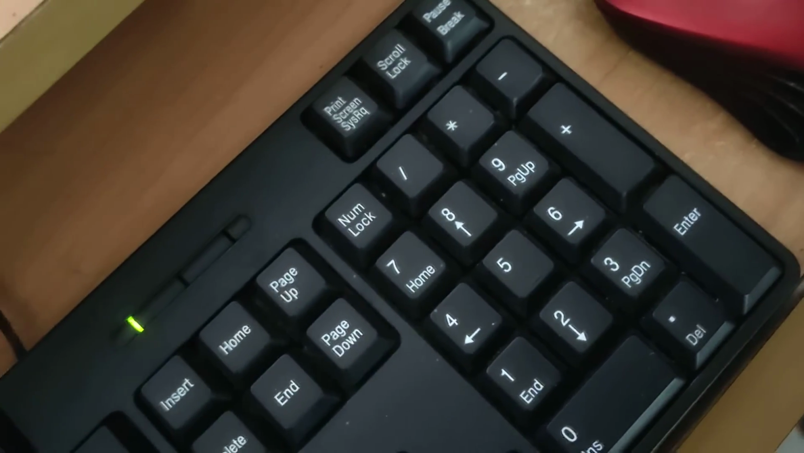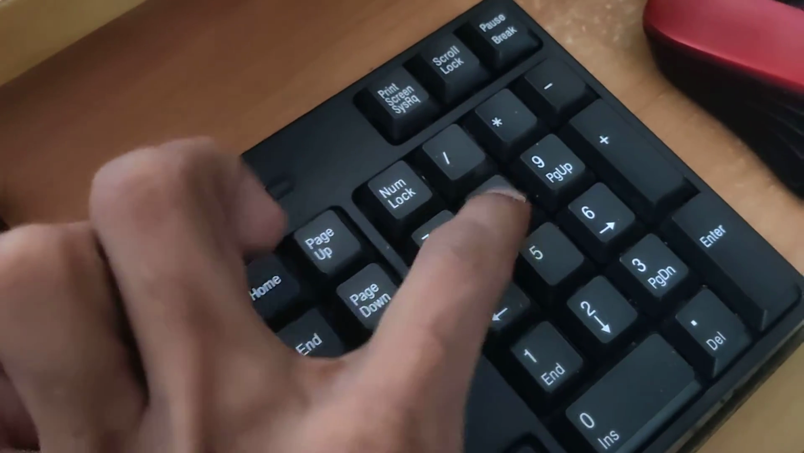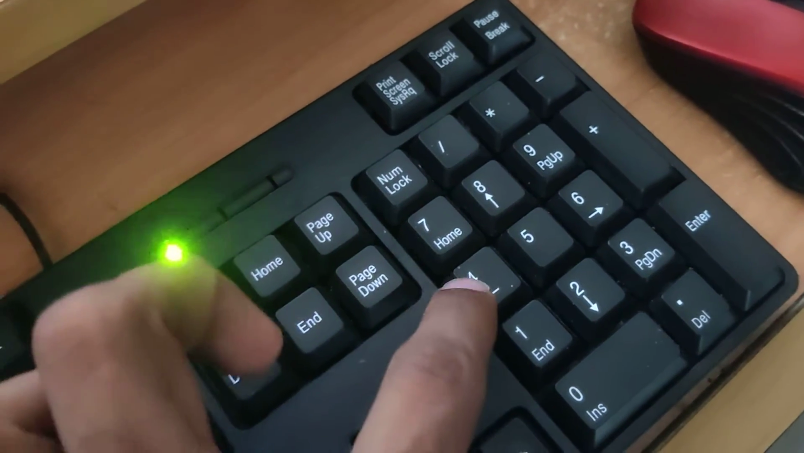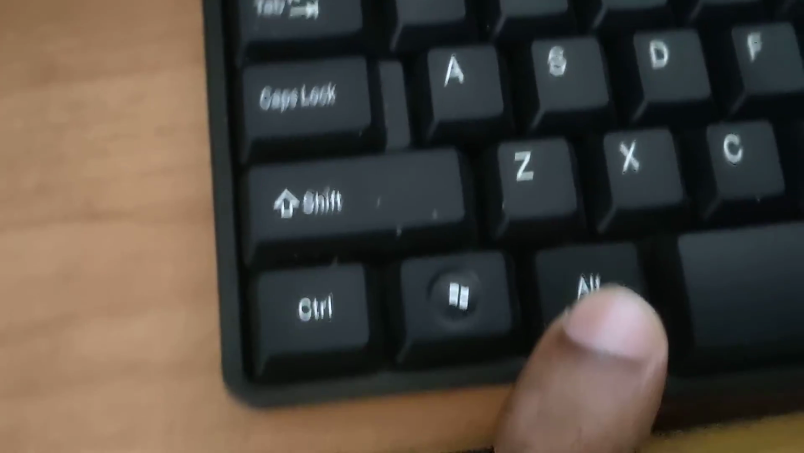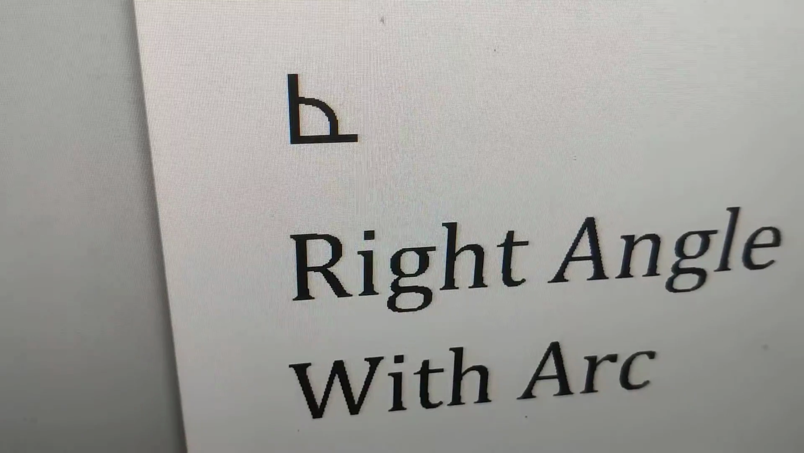At the same time you must type here 8894. After typing 8894, you can release your finger from this alt key. Now you can see that we have created this symbol, that is a right angle with arc.